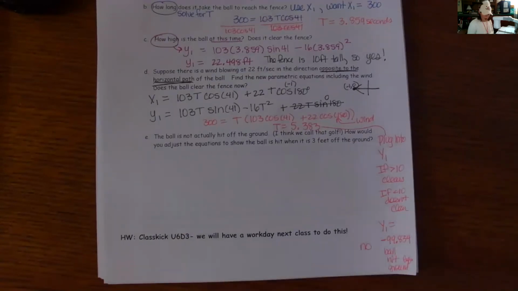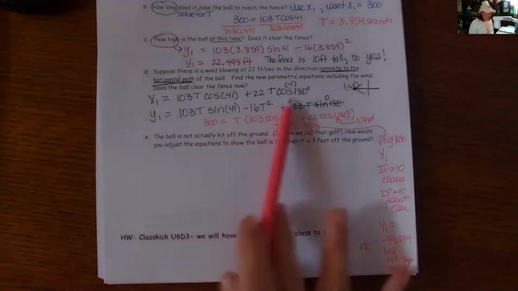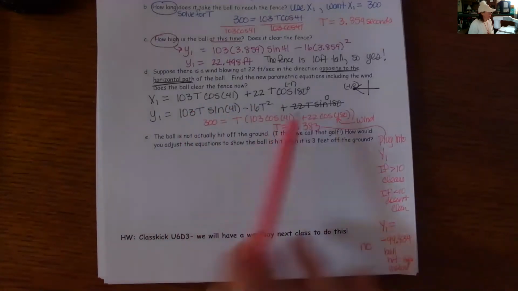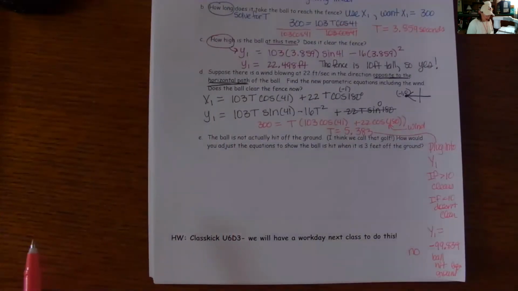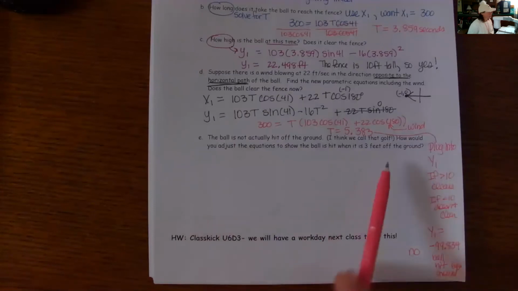You know in your brain what's the smallest number we can get for y1? Negative 0, right? Since we got a negative number, that just means we hit the ground before then. This math will go on forever. I could plug 100 in for t if I wanted to, and it'll give me a crazy answer, right? Okay. The ball is not actually hit off the ground. That's called golf, right? And even that's not quite on the ground, right?